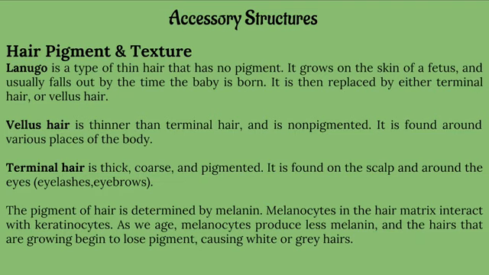Hair color is also determined by melanin. Melanocytes in the matrix of the hair produce melanin that interacts with keratin. As we age, melanocytes begin to produce less melanin, and this is what causes gray hair in older adults.